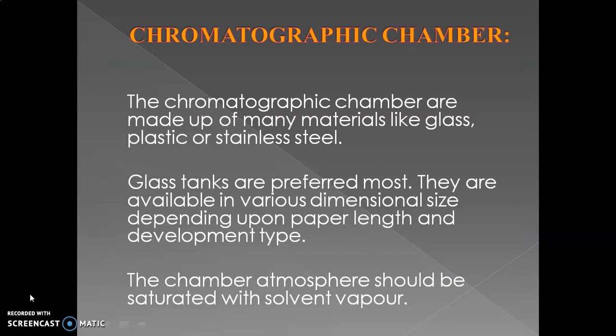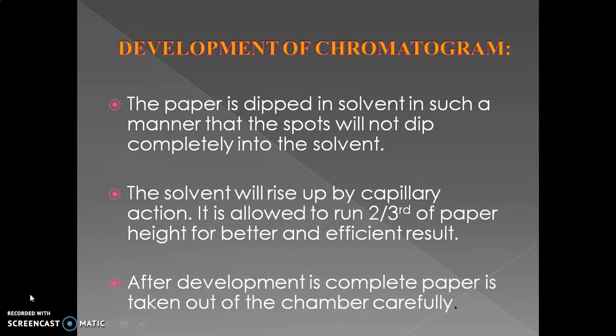Then chromatographic chamber. The chromatographic chambers are made of many materials like glass, plastic or stainless steel. Glass tanks are preferred most. They are available in various sizes depending upon paper length and development type. The chamber atmosphere should be saturated with solvent vapor. Development of chromatogram: the paper is dipped in solvent in such a manner that the spot does not dip completely into the solvent. The solvent will rise by capillary action. It is allowed to run 2/3 of the paper height for better and efficient separation. After development is complete, the paper is taken out of the chamber carefully.